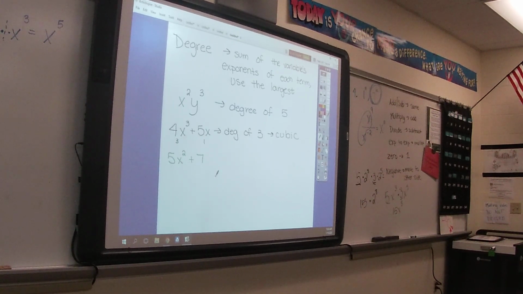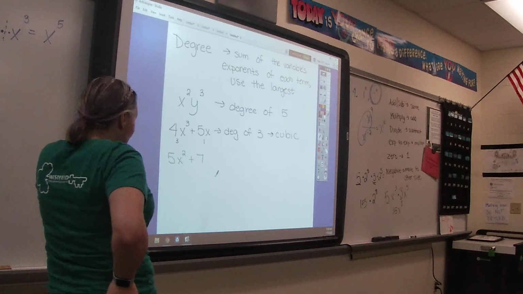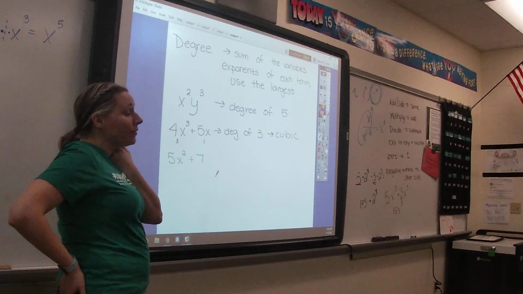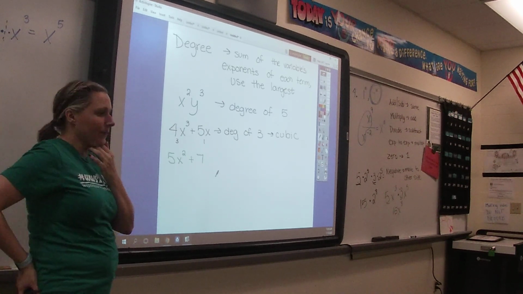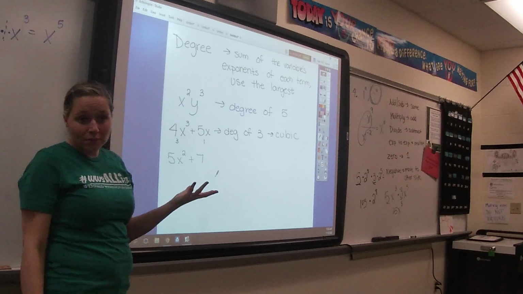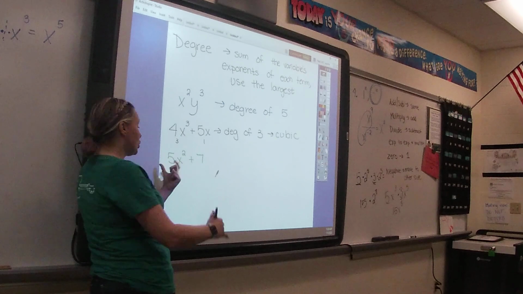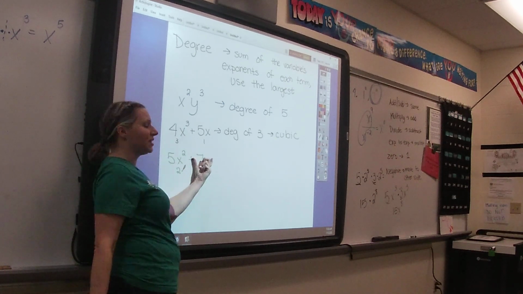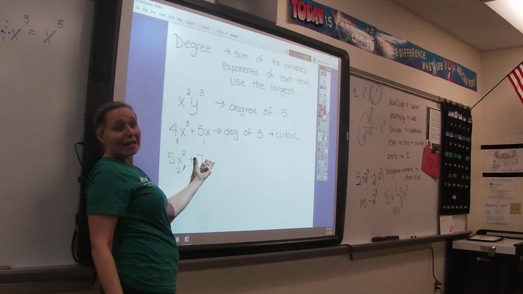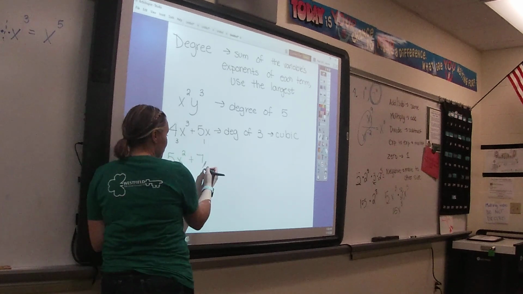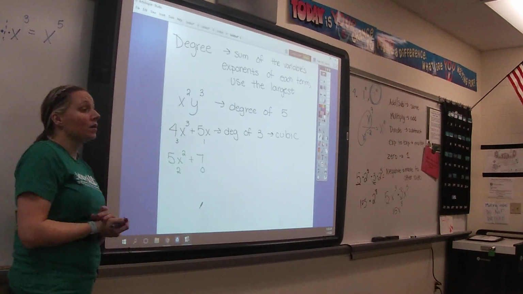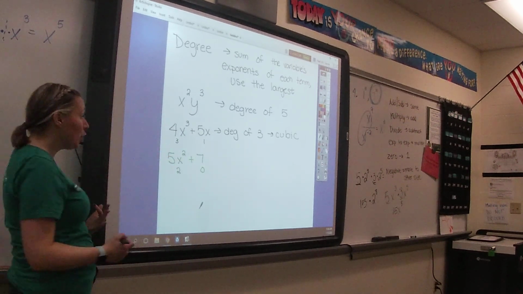This is 5x squared plus 7. This is a binomial. That's not really important. What is the degree on this first term? 2. What is the degree on this 7? 0, because there's nothing. So we would have to pick 2 or 0. Pick the larger, which is 2.